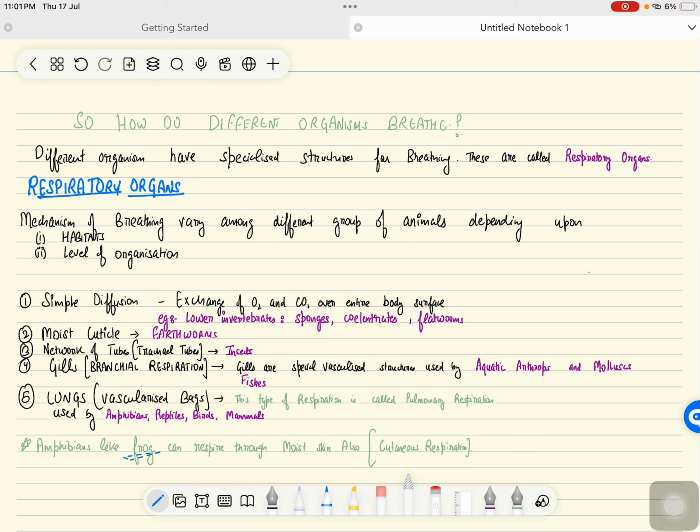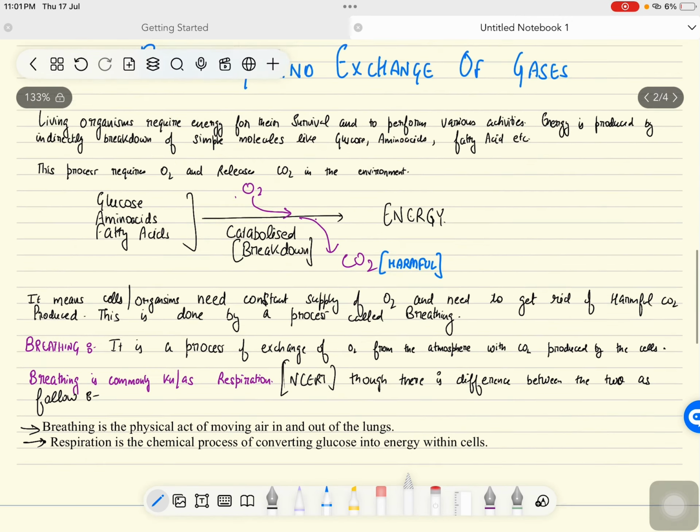First is the lungs, and second they can also respire through cutaneous respiration, through their moist skin. So that's all for today.